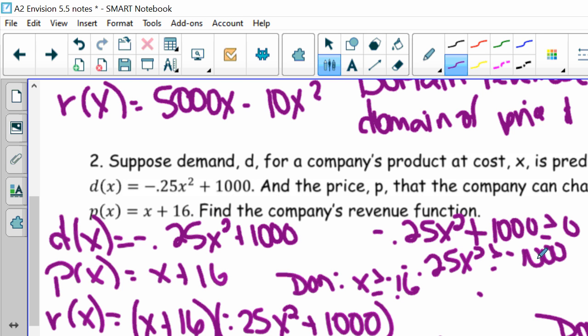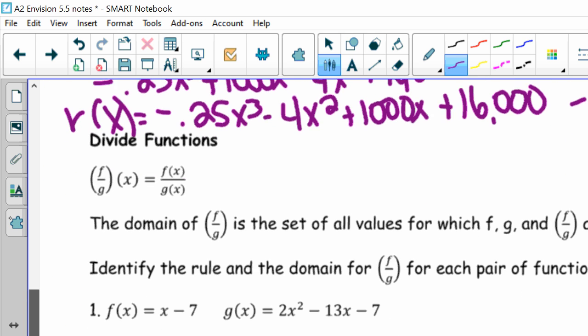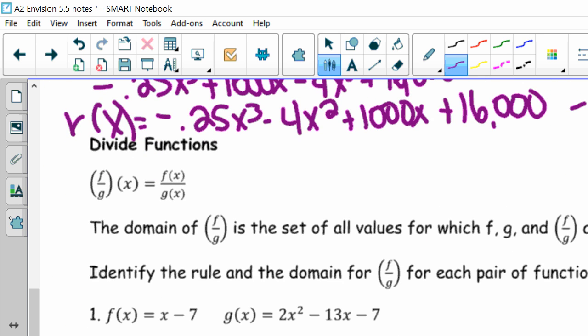All right, so next we want to talk about dividing functions, and this is where we will stop for today. Dividing functions, we have f divided by g of x, which equals f of x divided by g of x. The domain of f divided by g is the set of all values for which f, g, and f divided by g are defined. So g could not equal 0.